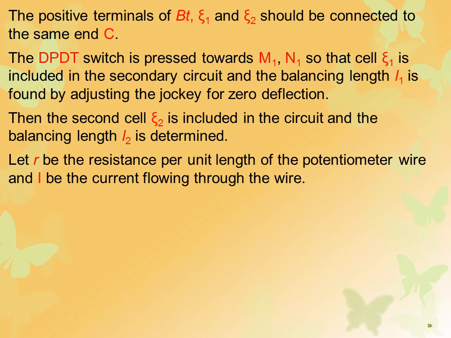Then the second cell Psi2 is included in the circuit and the balancing length L2 is determined. Remember, L2 is connected between M2 and N2, and the cell connected between these terminals is the Daniell cell. Let R be the resistance per unit length of the potentiometer wire and I be the current flowing through the wire.